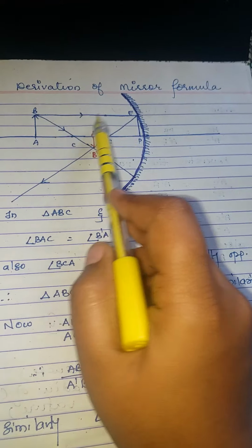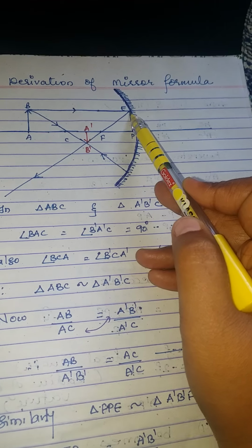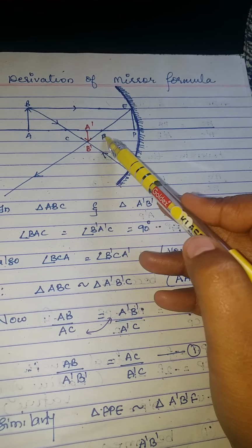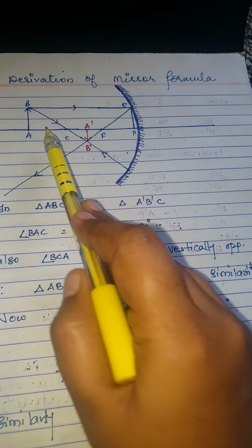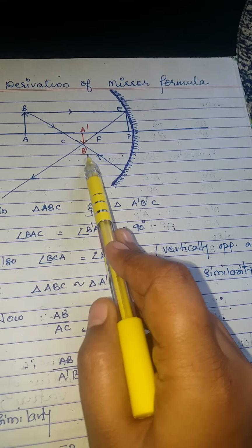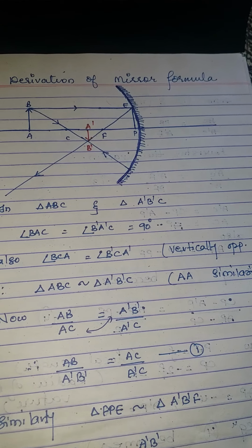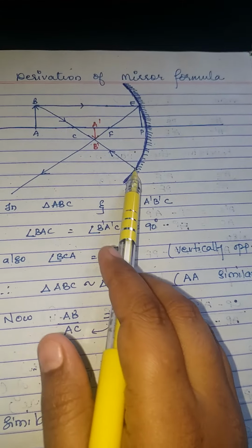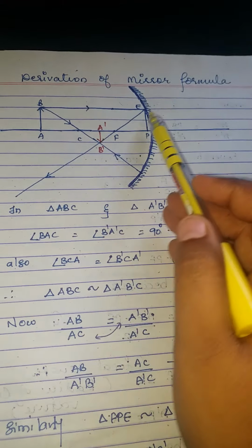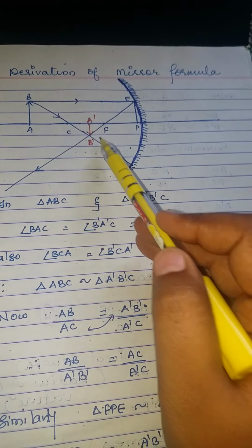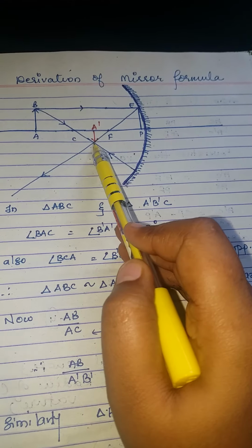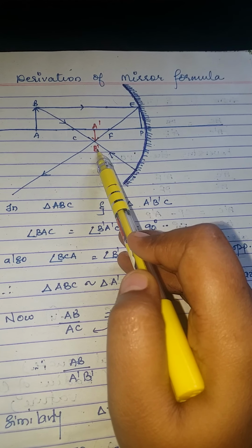The first ray is incident at point E on the mirror and gets reflected back through the focus of the mirror. The second ray passes through the center of curvature, as any ray which is passing through the center of curvature always follows the same direction after reflection. So the intersection of these two rays after reflection is here at point B dash.